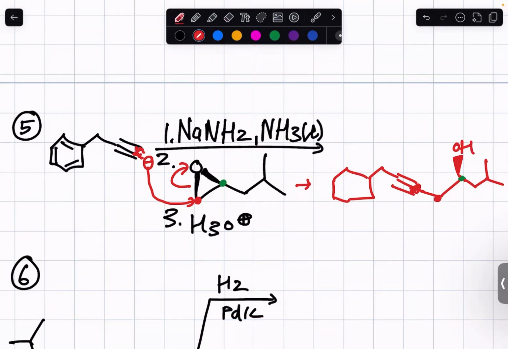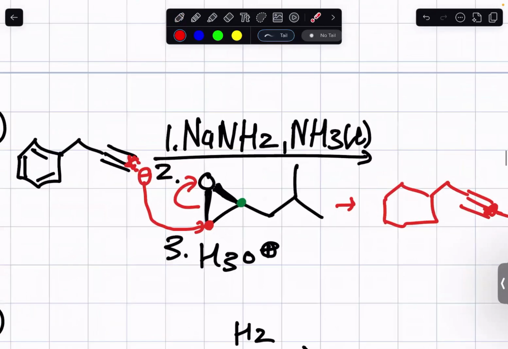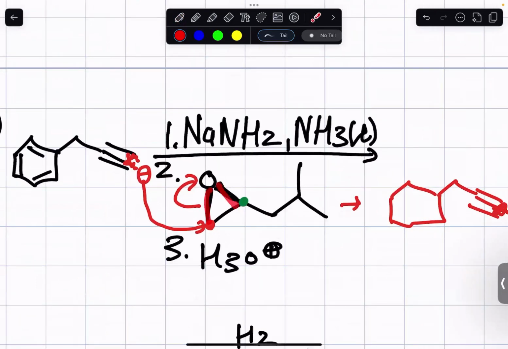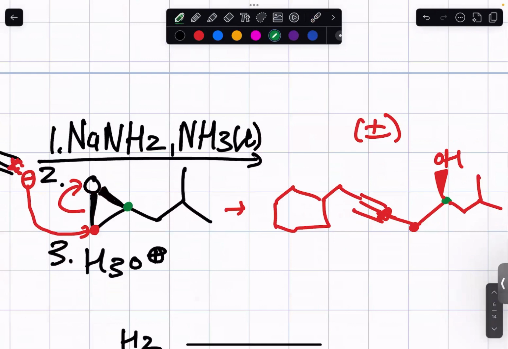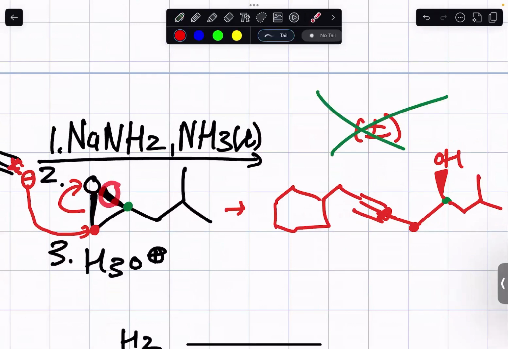Any questions on this one? So this was epoxide ring opening in basic conditions. Since he gave you the epoxide here already, you cannot say racemic. Don't say racemic here. Wait, let me just put that note. No racemic. It has to stay as a wedge because nothing touched that carbon, so it stays untouched.